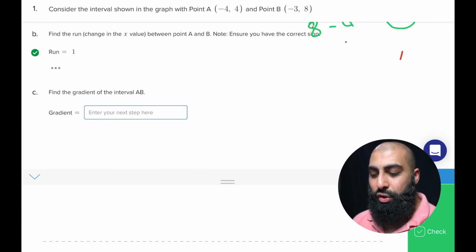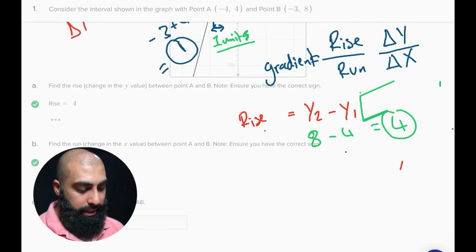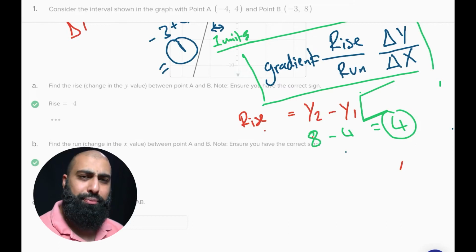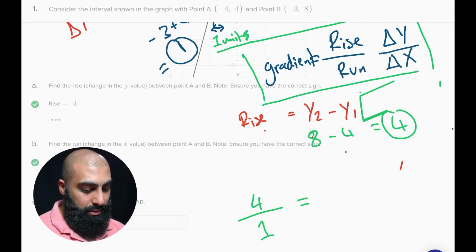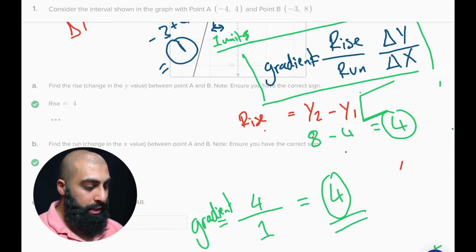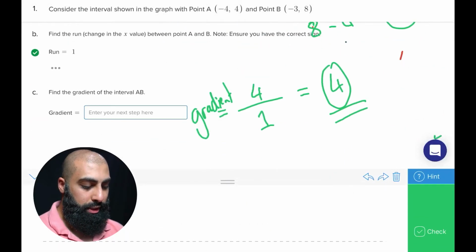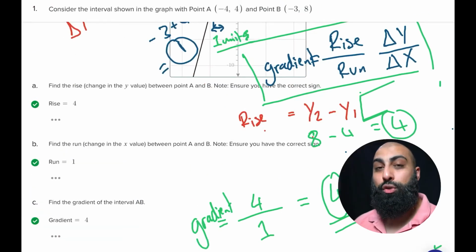Part C says find the gradient of the interval AB. Remember, gradient is simply the rise over the run, and we've already worked it out. The change in the y value was 4, and the run was 1. So our gradient is 4 over 1, which is simply 4. We have a gradient of 4 between the interval A and B. Let's type in 4 and check whether this is right. Excellent. We're going to continue on to question 2.